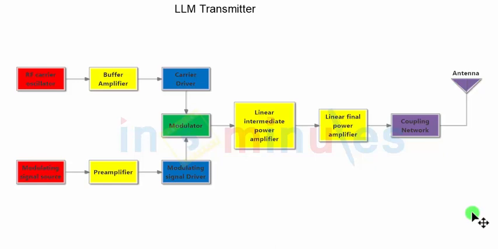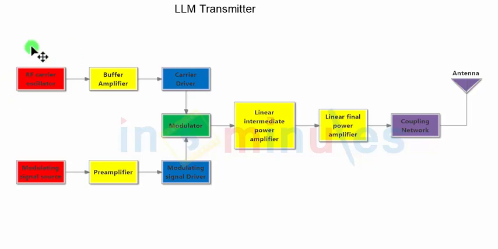The power of the transmitted signal has to be of minimum specific value, and hence to increase the power content we will send the output of the modulator through a series of power amplifiers. Let us discuss the transmitter block diagram in detail.